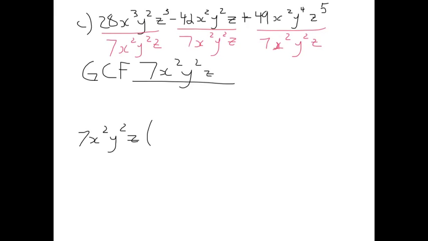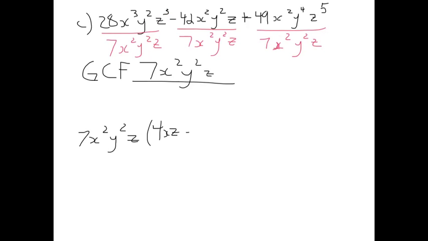Alright, so factoring out the first term here, I've got 28 over 7, that's 4. x cubed over x squared is just x. y squared over y squared, those cancel. z cubed over z is just z.